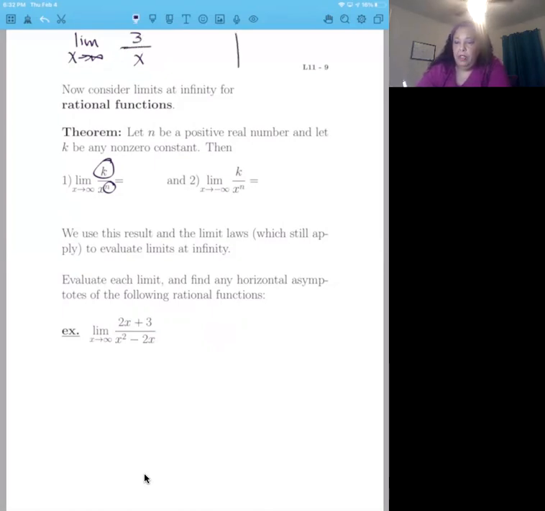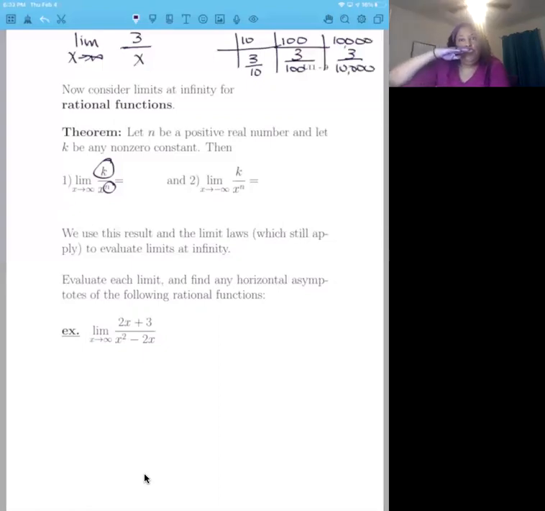So I'm just going to make a chart. If I have 10, 100, 1,000, well, I get 3 over 10, 3 over 100, 3 over 1,000. So notice the denominator is getting bigger and bigger and bigger, but the top is staying constant. It's just a constant number 3. That means that fraction is getting smaller and smaller and smaller. And the bigger we get towards infinity, the closer that is going to get to 0.